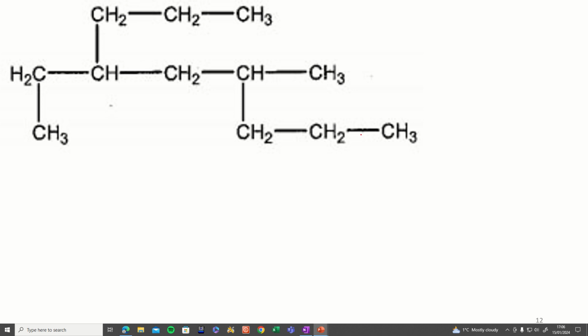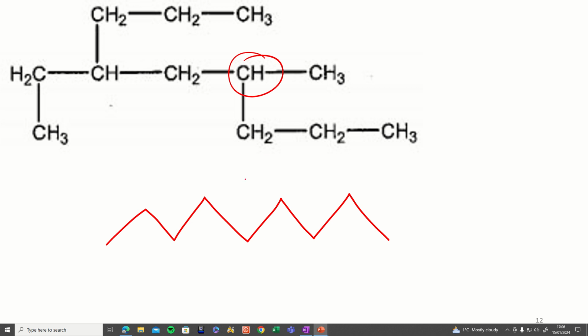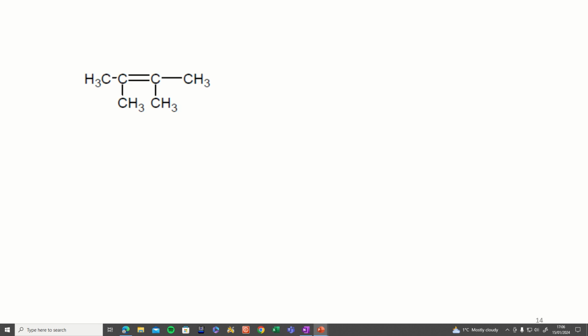This one here we have 9 in our longest chain. So we go 1, 2, 3, 4, 5, 6, 7, 8, 9. Okay, we go to 4 in this direction. We have a methyl. So 1, 2, 3, 4. Methyl, very simple. We go 2 more along. We have an ethyl. Job done. Very simple.